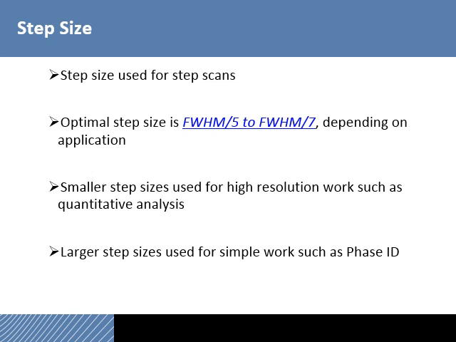All right, the optimal step size is really dependent on the sample itself and the peak breadth of the resulting diffractogram. You want an optimal step size where the step size is approximately the full width half maximum of your peaks divided by 5 to that number divided by 7. Because of the kind of detector that you have in the diffractometer downstairs, your step size is actually a function of the detector itself and the stepper motor in the diffractometer.